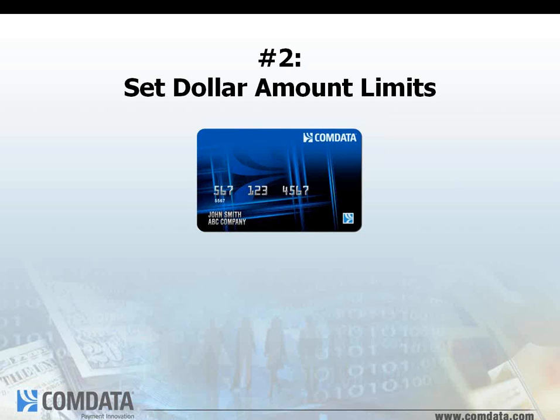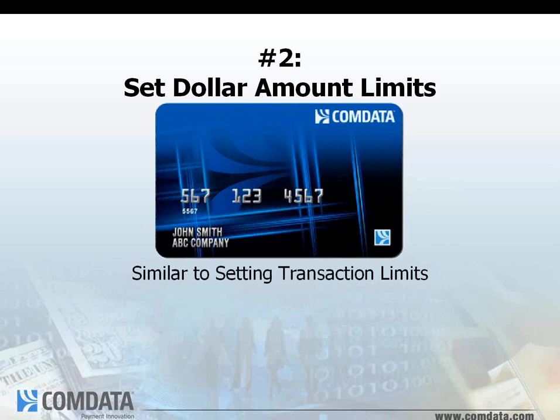Your second step is to set dollar amount limits to reflect your anticipated spend per driver, per card, or per day. Setting dollar amount limits is similar to setting transaction limits. By reviewing what you expect your drivers to spend, you can then set a dollar amount limit to reflect that amount. For example, if your driver fuels at $100 per transaction and fills up twice a day, $200 would be a good starting point for setting this limit. Again, you may want to consider building flexibility into this limit to accommodate emergency situations.